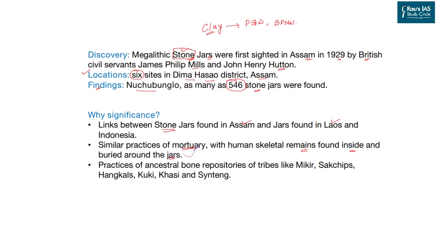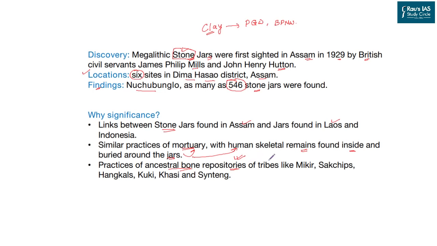So jars were connected to the mortuary, jars were connected to human life, and jars were considered auspicious for humans after death. That is, in the afterlife, these jars were considered auspicious for human beings. Similar finds were also made in the Indus Valley civilization, where clay or terracotta jars were found in abundance inside the burials. It also shows that there was a practice of keeping the bones of the ancestors as a repository.